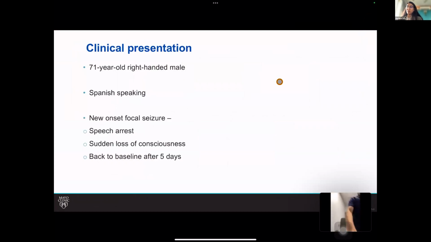So here we have a case of a 71-year-old right-handed Spanish-speaking male. He was previously normal, and he presented to the clinic with sudden loss of consciousness and focal seizure, which was characterized by sudden speech arrest. After this episode, he was confused and had speech difficulties, which lasted about 48 hours. After 10 days, he presented to the Mayo Clinic.